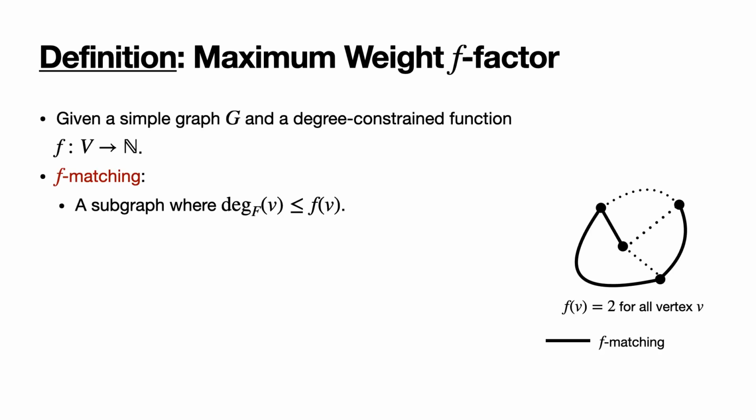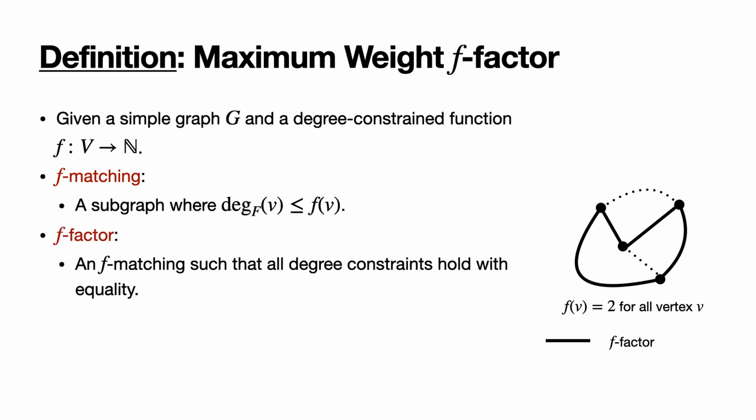In this work, we focus on finding a maximal weight factor in a general graph. So what exactly is the maximal weight factor? Given a simple graph G and a degree constraint function f, an f-matching is a subgraph such that the degree of each vertex is no more than f(v). Here is an example of an f-matching.